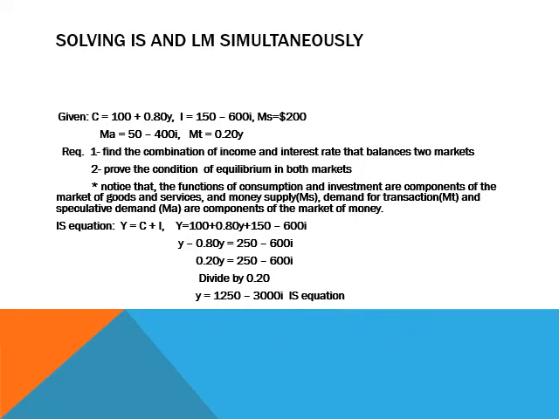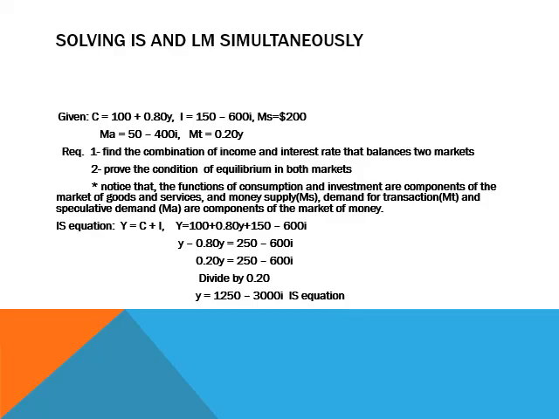So now again, solving the IS and LM equations. Given C equals 100 plus 0.80y, I equals 150 minus 600i, MS equals 200, MA equals 50 minus 400i, MT equals 0.20y.